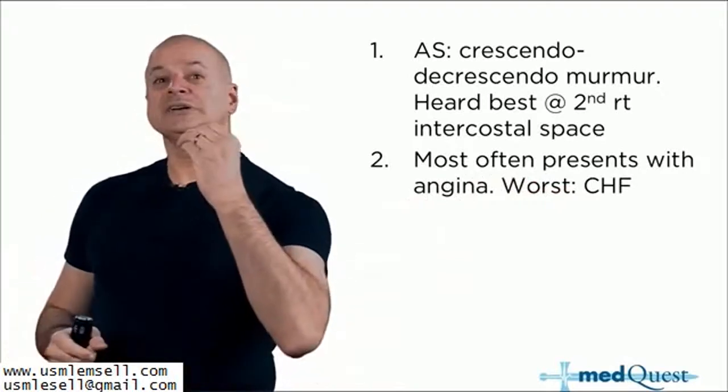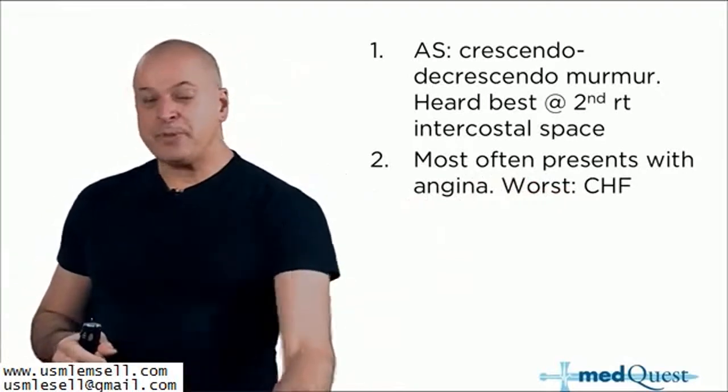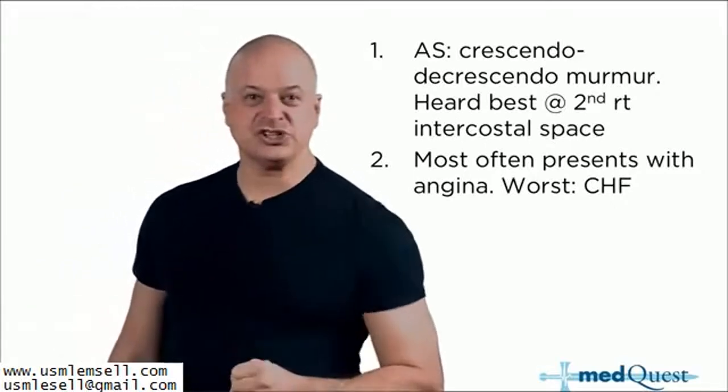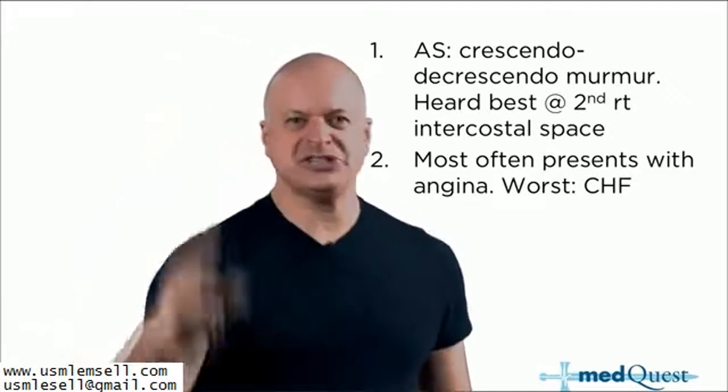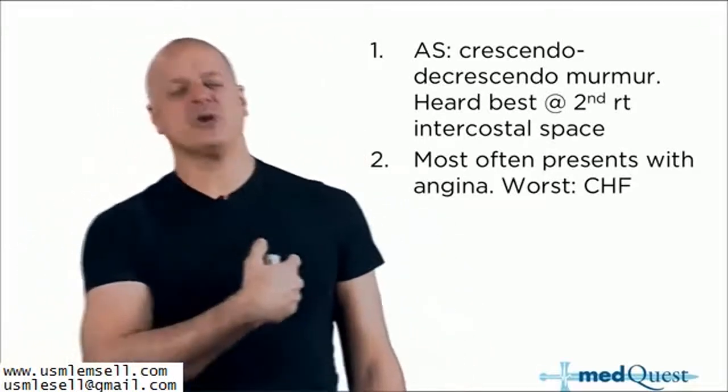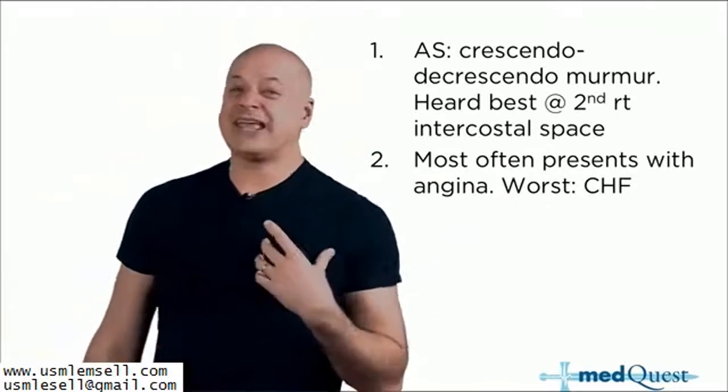Now why is angina the most common presentation? Because 2/3 of people with aortic stenosis have coronary disease. 2/3 of people with aortic stenosis have coronary disease, so they have a greater problem already. Their coronaries are diseased, and therefore they can't deliver blood.